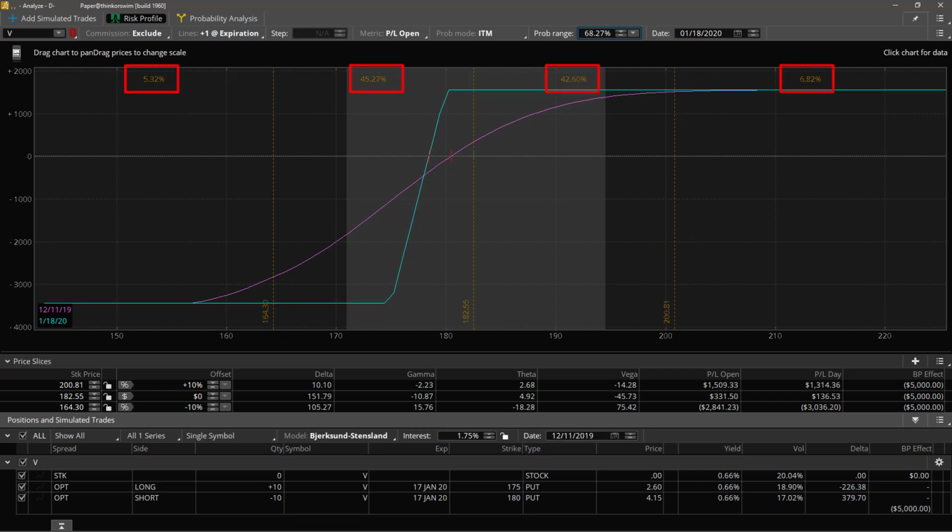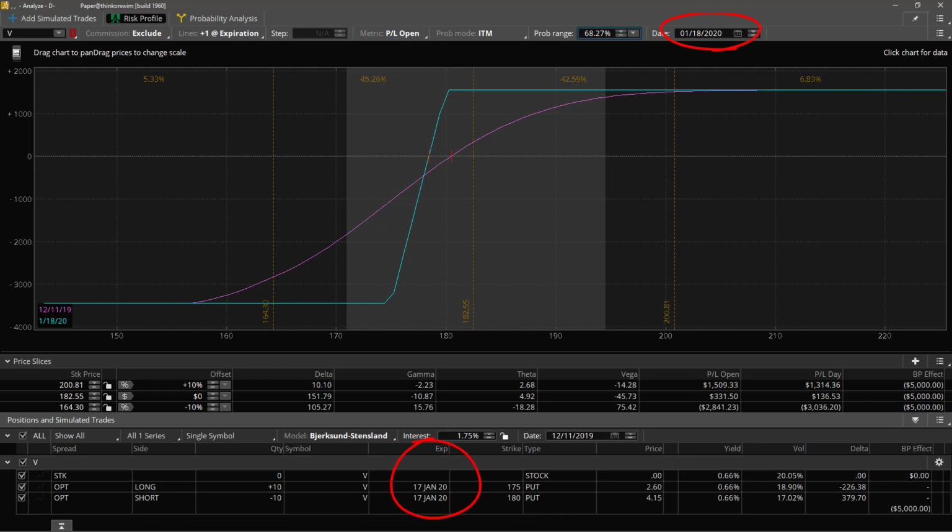The risk graph is showing that there's a 5.31% chance that the price of Visa stock will be below $164.31 on the 18th of January, 2020. There is a 45.28% chance that the price will end up in this range on the 18th. And so on for these regions. 42.5% and 6.84%, respectively.